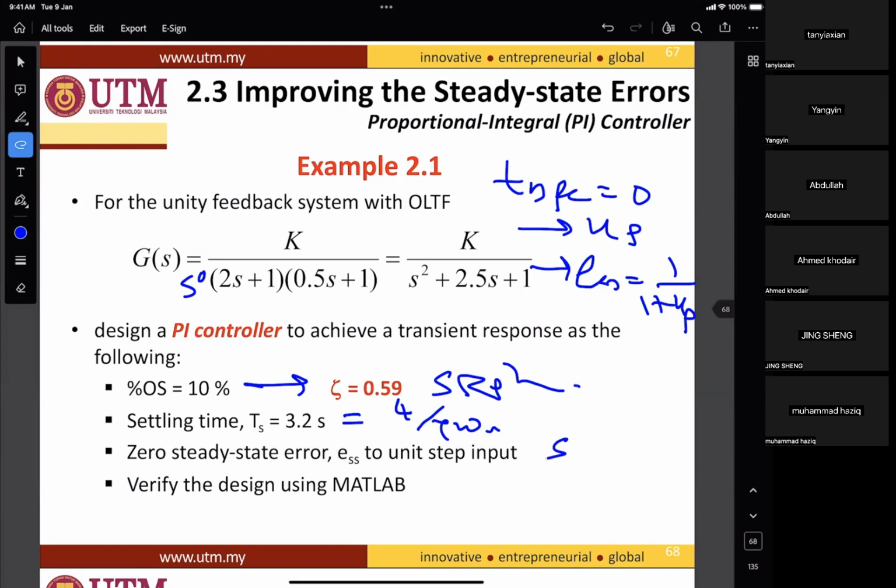So this one you just choose as the PI controller. Very easy. If you don't like 0.01, you can choose 0.1, or if you don't like 0.1, you can choose 0.001, as long as it's a small number near to the origin. Then verify the design using MATLAB.